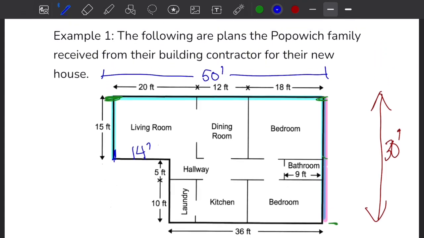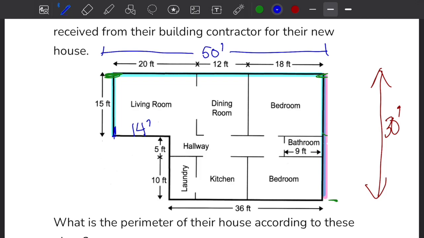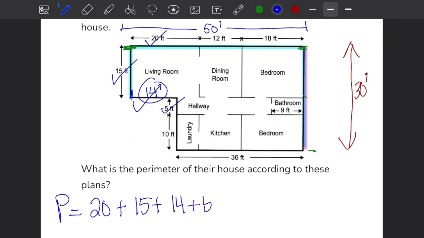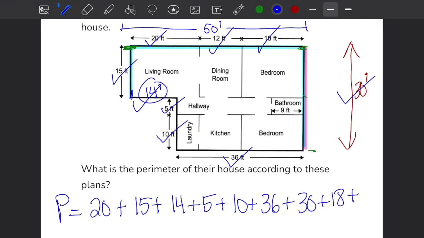So now I have all the missing pieces to calculate the perimeter of this house. So I'm going to show my work down here. Perimeter will equal, where should we start? Let's start here, and then I'm gonna go counterclockwise like this, okay? So 20 plus 15 plus 14 plus 5 plus 10 plus 36 plus 30 plus 18 plus 12, and that's everything.